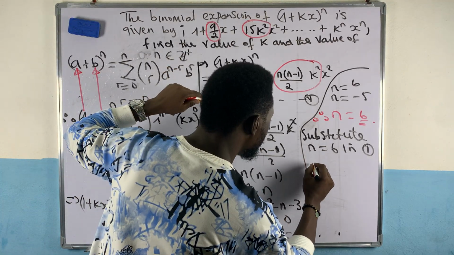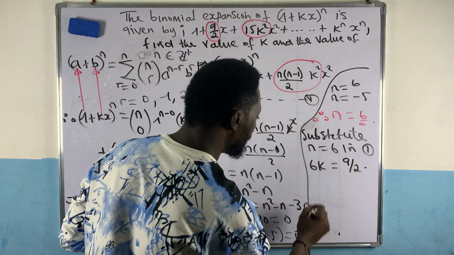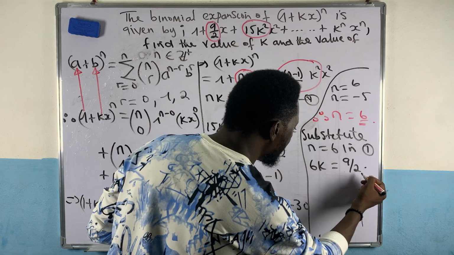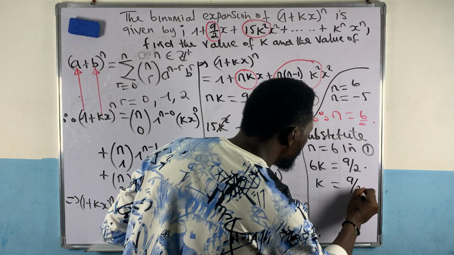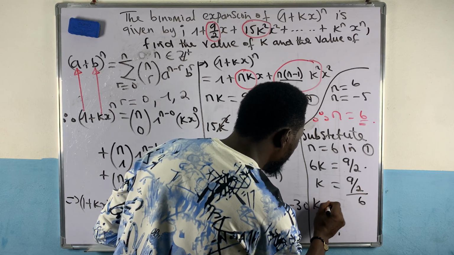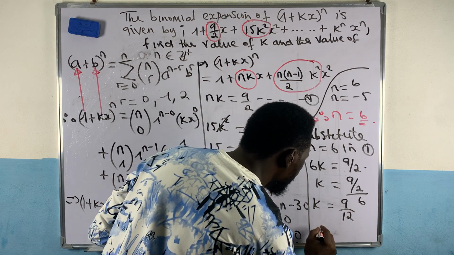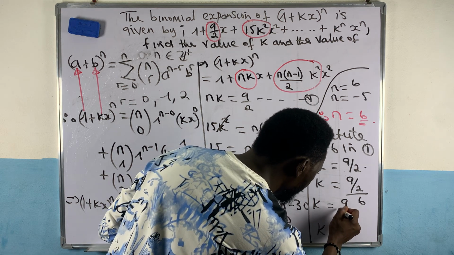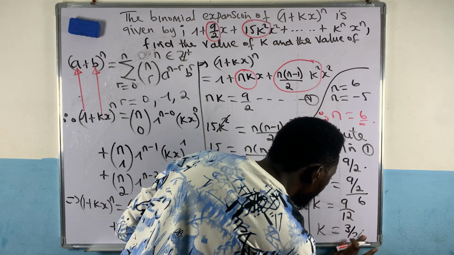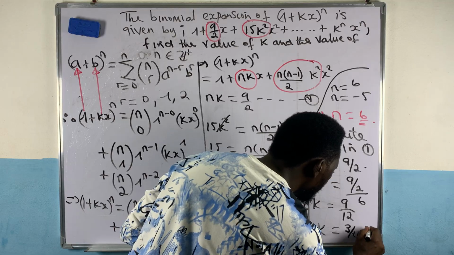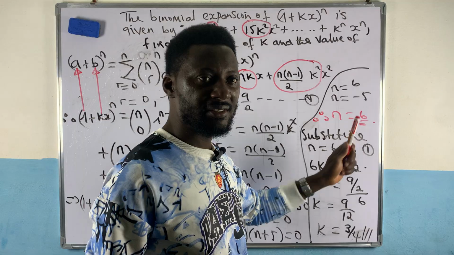So we have 6k equal to 9 on 2. So I'll divide here by 6. K should be 9 all over 2 divided by 6. K should be 9 on 12. K should actually be, 3 cancels here, 3 cancels here, 4. So k is 3 all over 4. So k is actually 3 on 4 and n is actually 6.